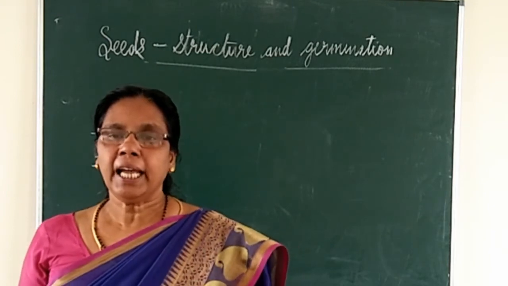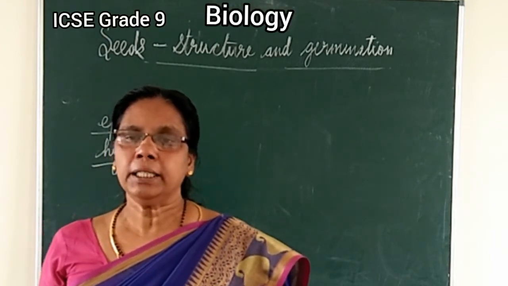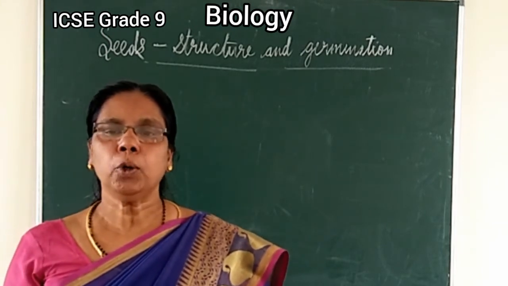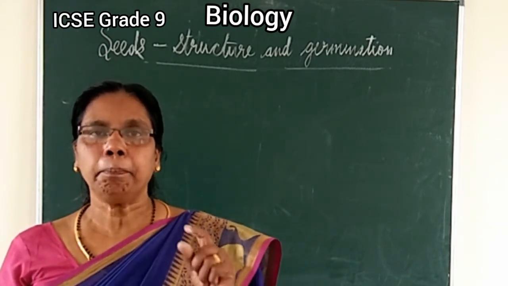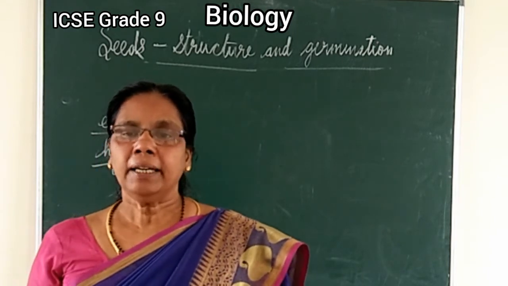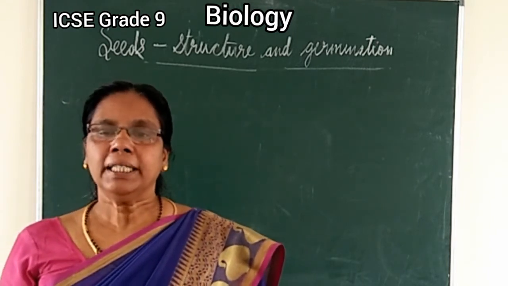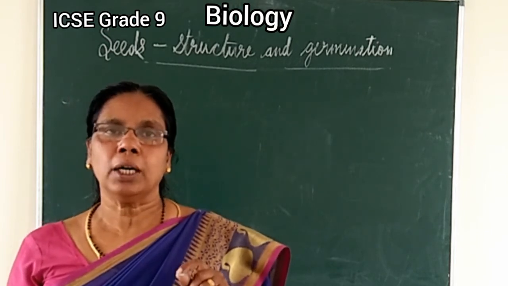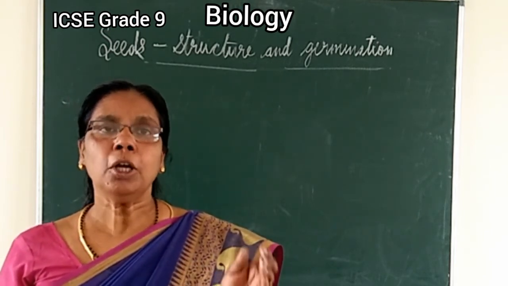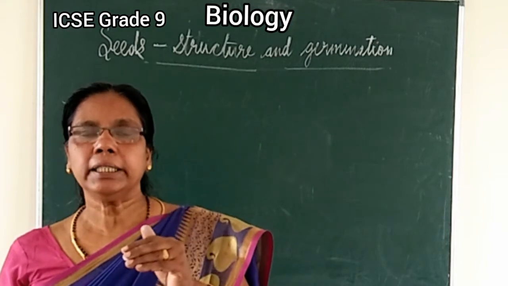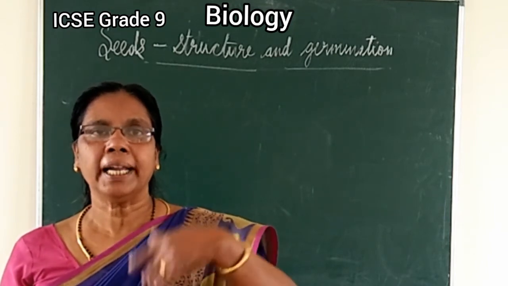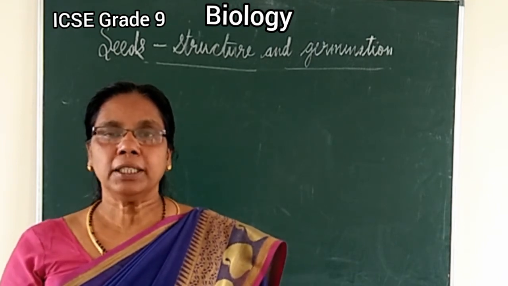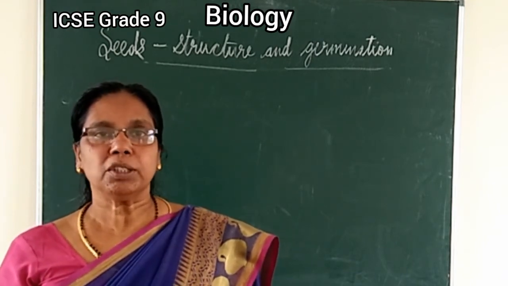The region of the axis between the point of attachment of the cotyledon and the plumule is called the epicotyl. And what is meant by hypocotyl? The region of the axis below the cotyledon is called the hypocotyl. So the region below the cotyledon is called the hypocotyl, and the region above it is called the epicotyl. Based on this, you can see two types of germination.